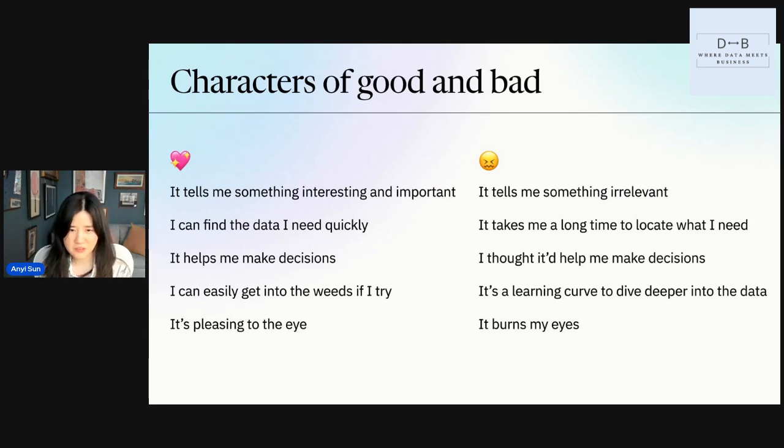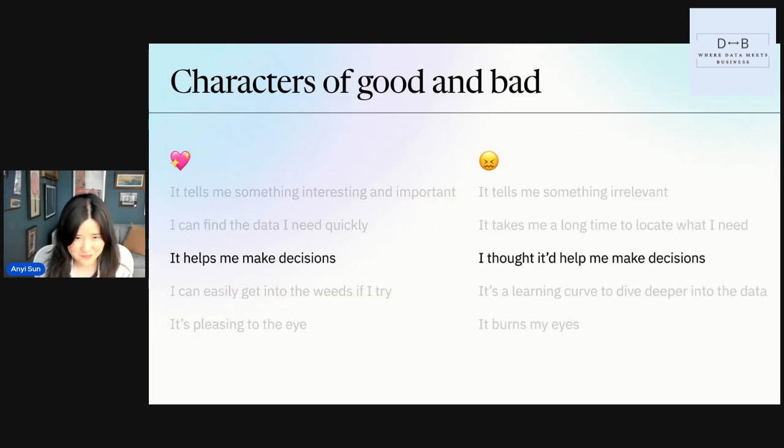For the products that I don't really like, it tells me things that are irrelevant. It takes me a long time to find what I need. I thought it helped me make decisions when I started using the data and going to that page, but it really didn't help me. There's a learning curve to dive deeper into the data, and it burns my eyes sometimes to look at all the data and the visualizations. So I really want to dive deeper into this one. It helps me make decisions.